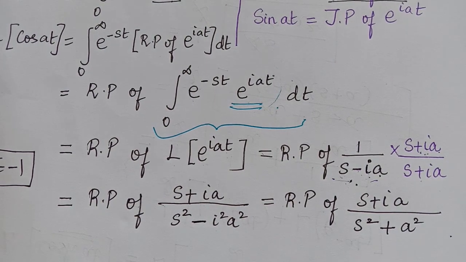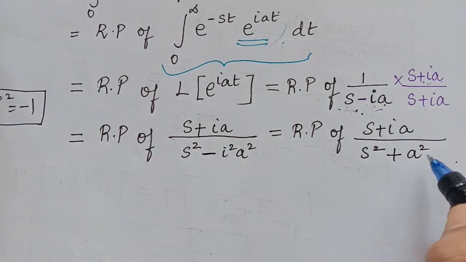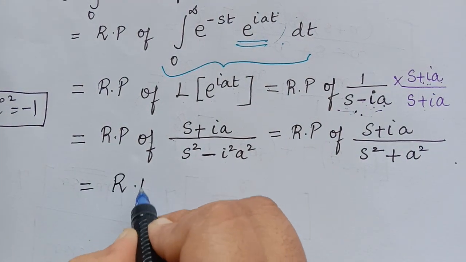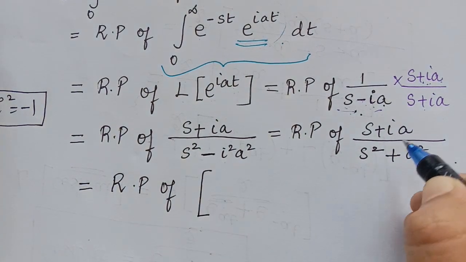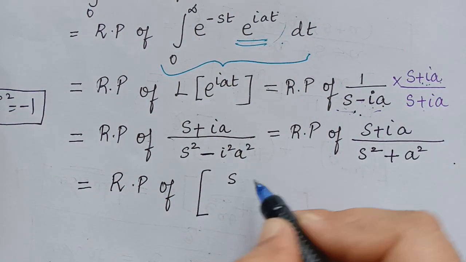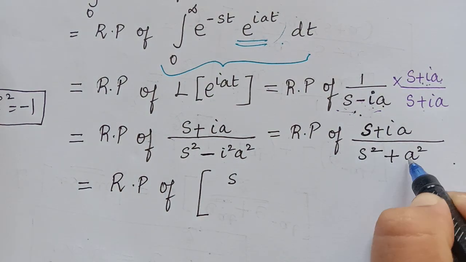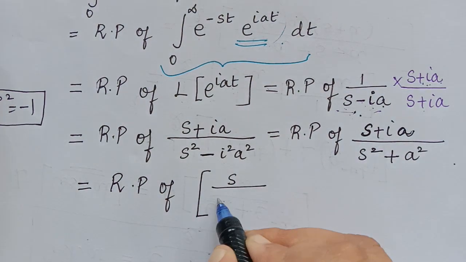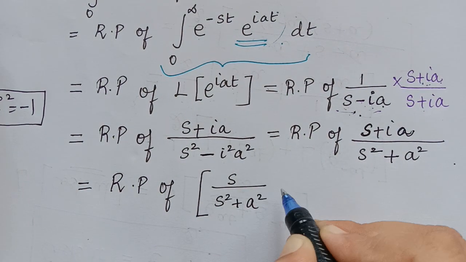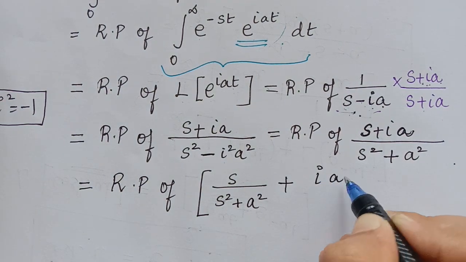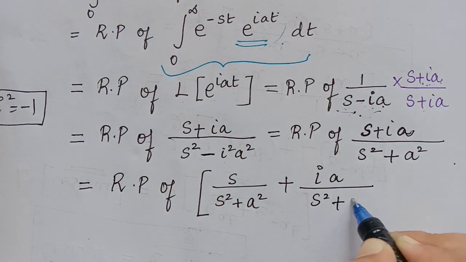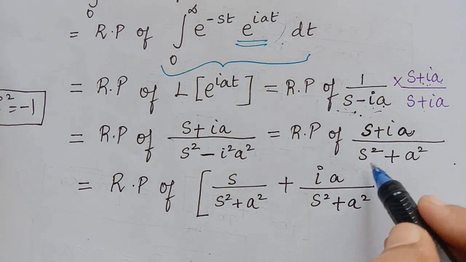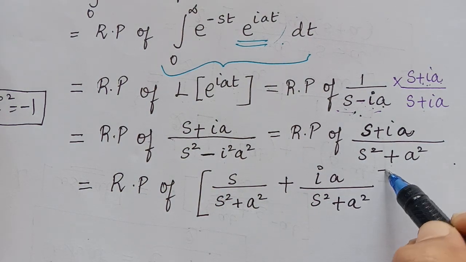So now we shall separate these two, that is the real part and the imaginary part. So that will be equal to real part of, so you will be having s plus ia, this is the real part, and the denominator is common for both the real part and the imaginary part. So it will be s divided by s squared plus a squared plus ia divided by s squared plus a squared. I am just separating the real part and the imaginary part, and this denominator is common to both the real part and the imaginary part as well.